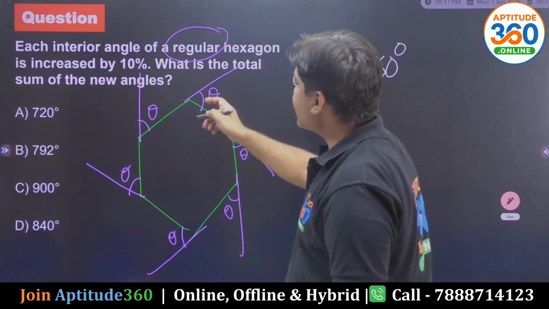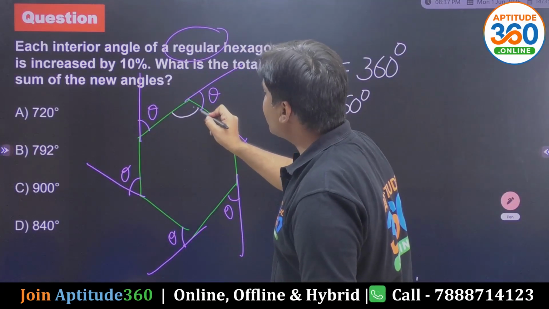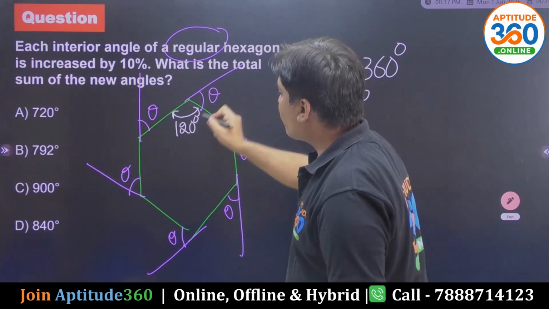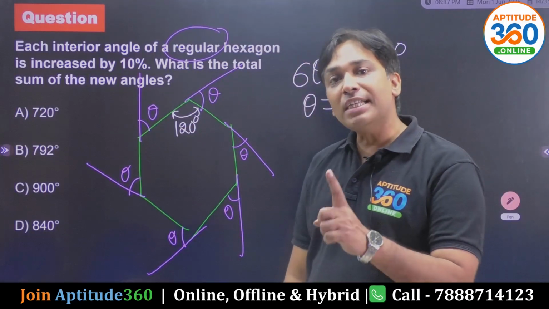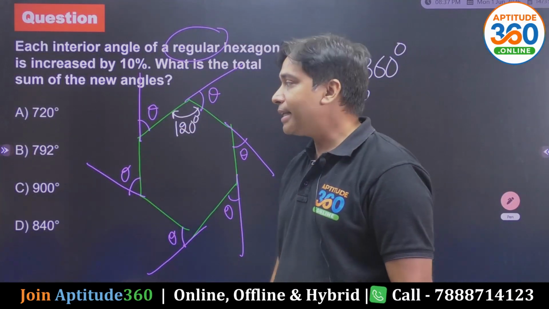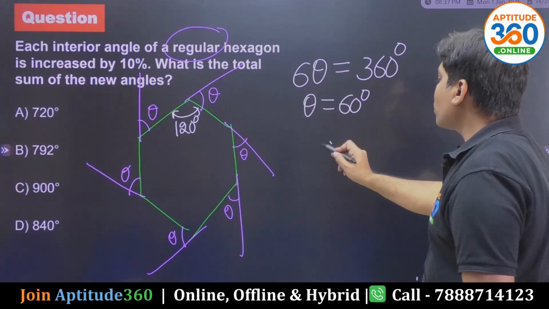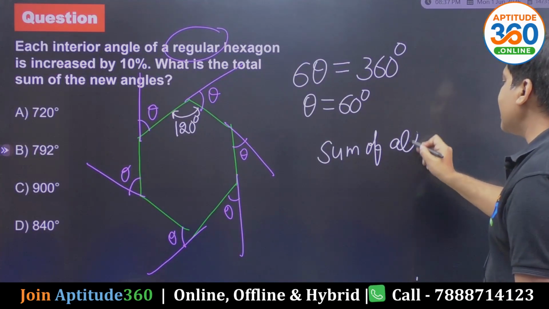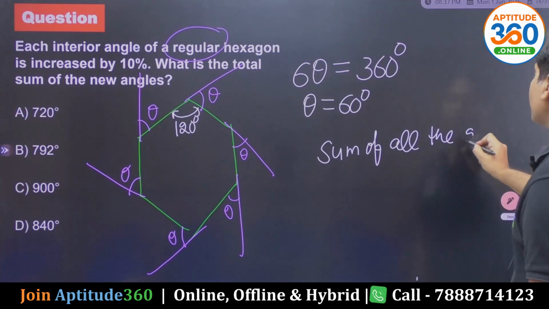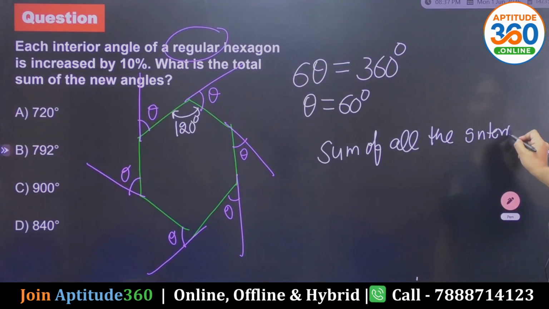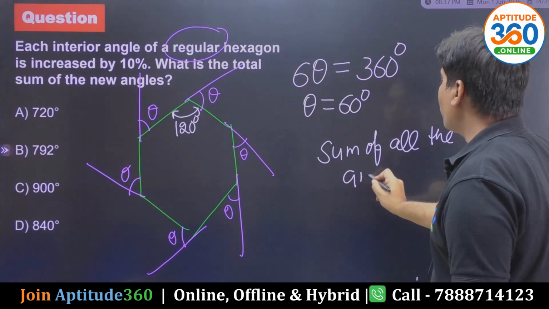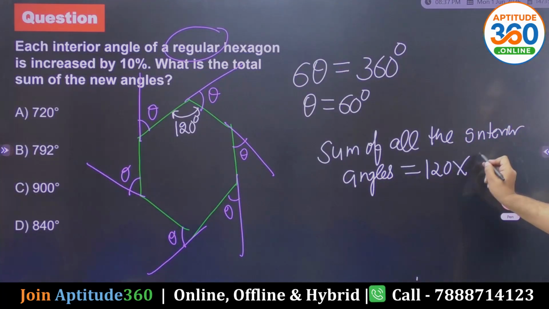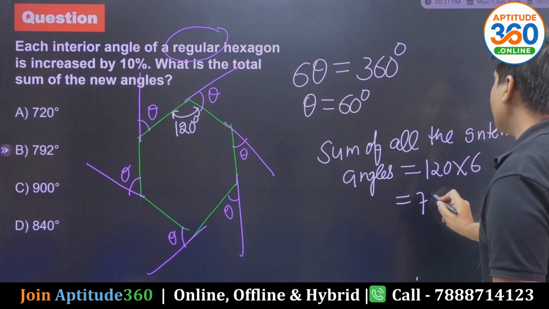So if theta is 60 degrees, have a look at it. What is going to be the value of this interior angle? It is 120 degrees, because this total has to be 180 degrees. The value of one interior angle is coming out as 120, right? So what is the total sum? Sum of all the interior angles will be nothing but 120 into 6, and that comes out as 720.